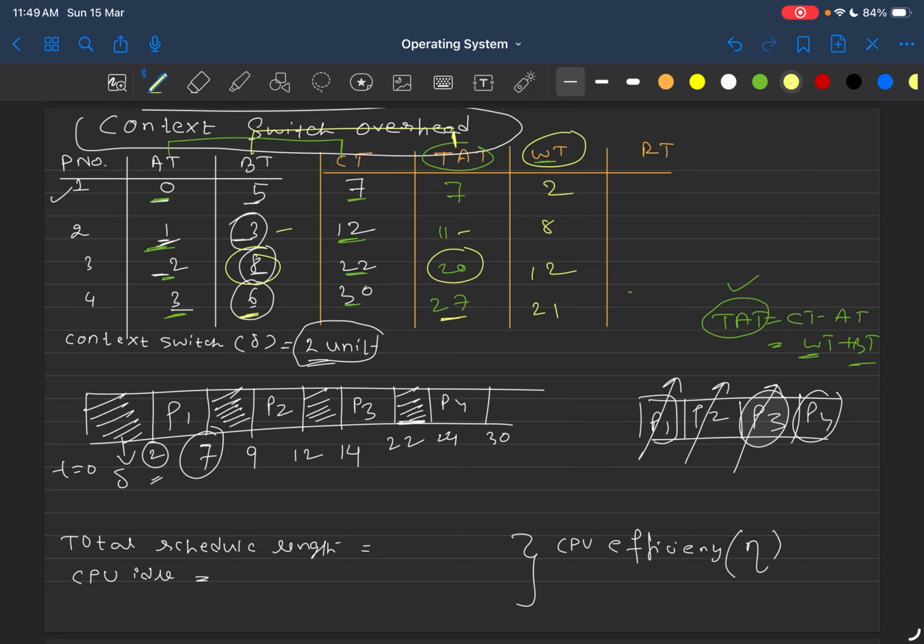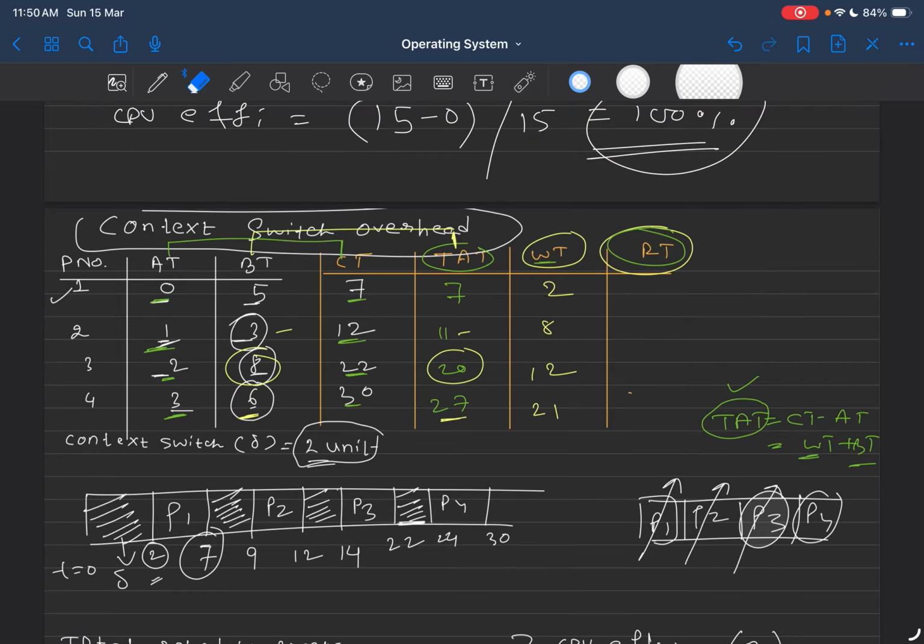Now let's see the response time. What is the response time? The duration between when your process has arrived and when your process is scheduled for the first time is called response time.